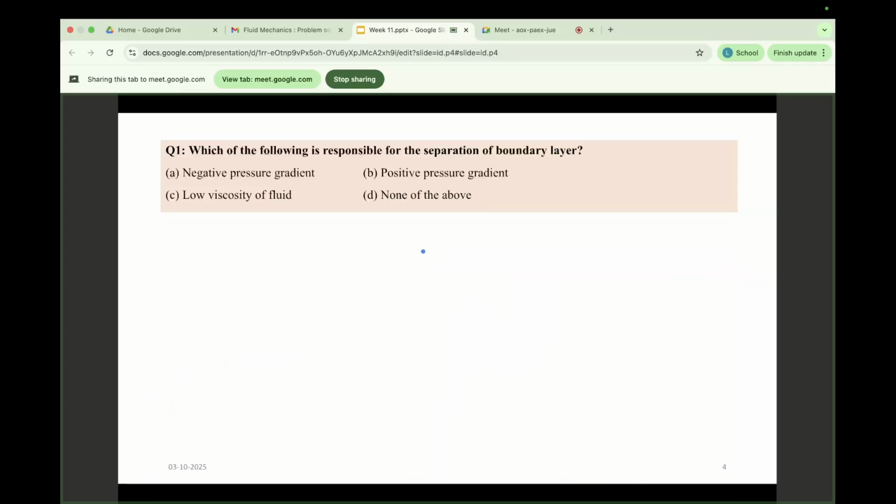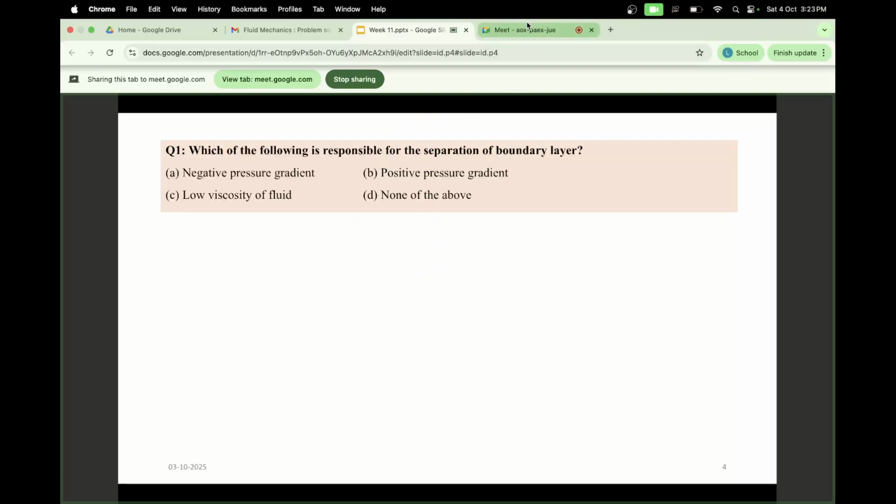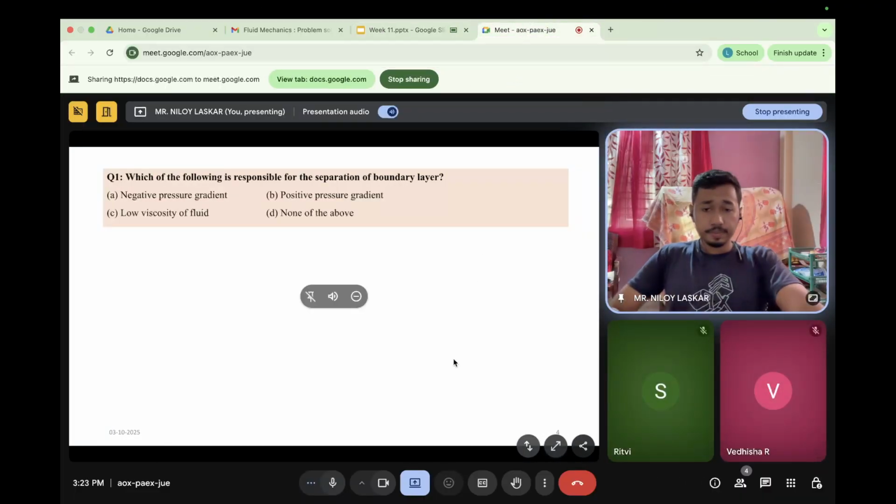Which of the following is responsible for the separation of the boundary layer? The first is the negative pressure gradient. Negative pressure gradient means dp by dx less than 0, and positive means greater than 0. Then low viscosity of fluid, and none of the above. Please try to answer this question. I am giving you 1 minute for this one.